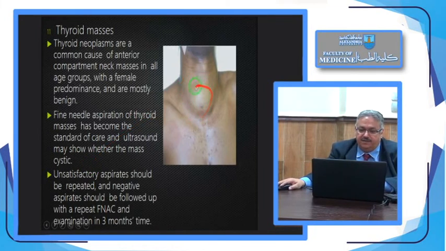See, a midline neck mass. Unsatisfactory aspirates of the fine needle should be repeated, and negative aspirates should not be considered as benign; they should be followed up with a repeat fine needle aspiration biopsy and examination in 3 months' time.